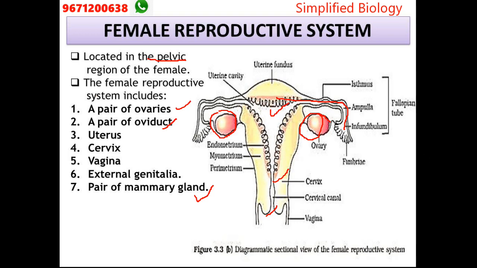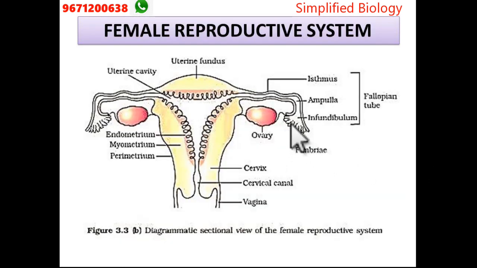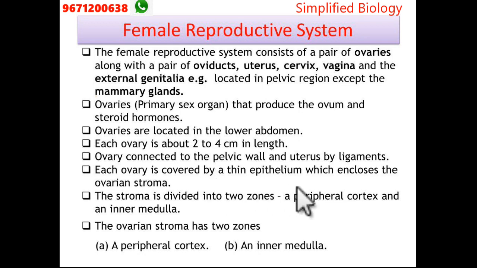So you know very well that there is one pair of ovaries present, one on each side, which is the primary sex organ in the female body. Each ovary is located in the lower abdomen, right? And each ovary is 2 to 4 centimeters in length. The ovary is attached with the help of the fimbriae of the fallopian tube. Clear, student? It is attached with the fimbriae.